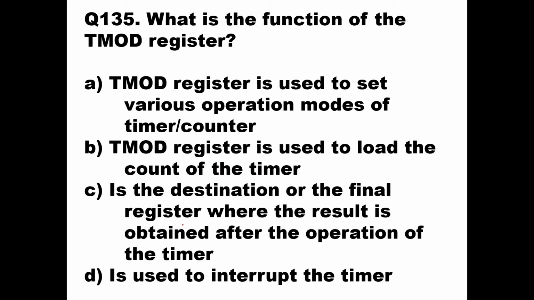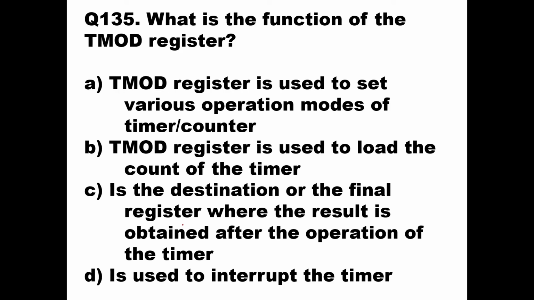Question number 135. What is the function of the TMOD register? The TMOD register decides the mode in which the timer is going to work. Options here: the first is that the TMOD register is used to set various operation modes of timers and counters. Second, the TMOD register is used to load the count of the timer. Third, it is the destination or final register where the result is obtained after the operation of the timer. And fourth, it is used to interrupt the timer.